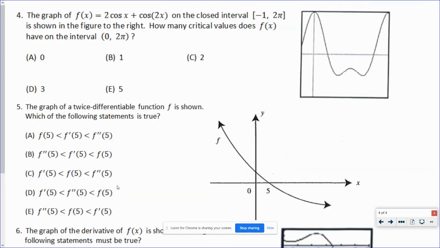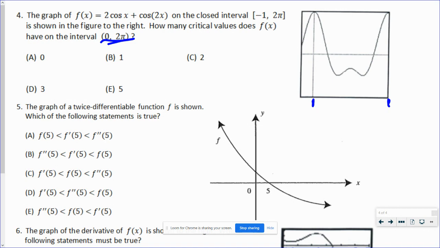Couple more. Number 4, the graph of this function on the interval -1 to 2 pi is shown in the figure to the right. How many critical values does F have on the interval 0 to 2 pi? Now, notice this one is a little bit tricky. We're only looking on the interval 0 to 2 pi, which is from here to the end, but they gave us -1 to 2 pi. So always make sure you look at your interval because they can try to trick you with that.